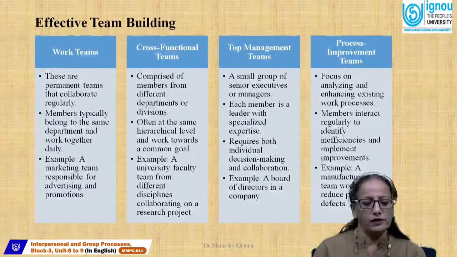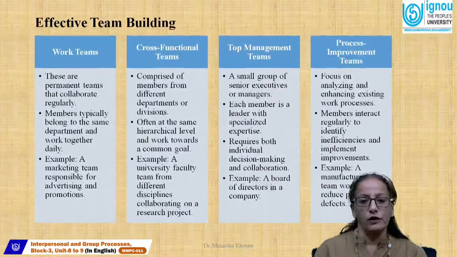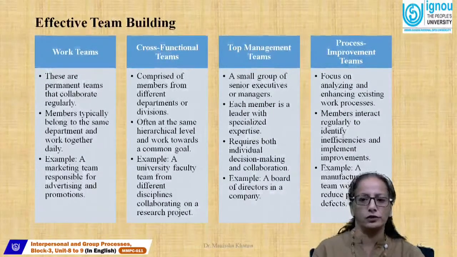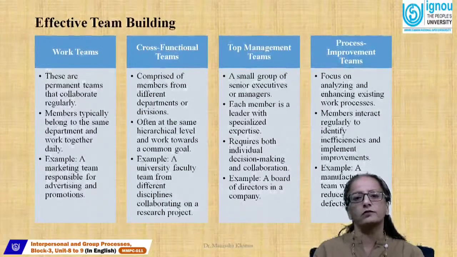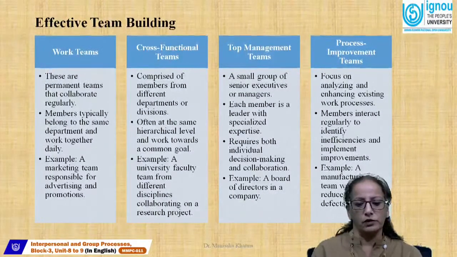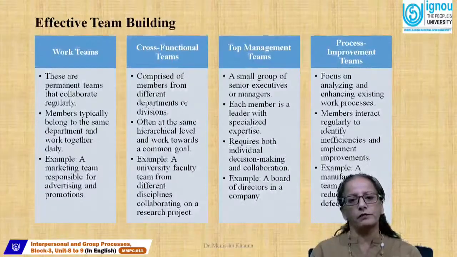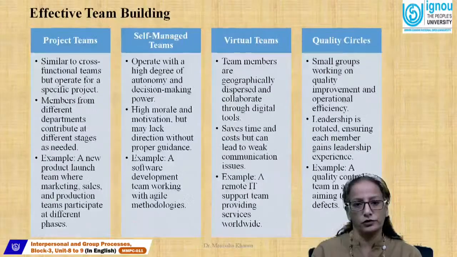So let's see the example of a work team, where a marketing team is responsible for advertising and promotions, whereas in a cross-functional team, a university faculty team with different disciplines collaborates on one particular research work. The top management team is a board of directors. As I said, it is more of a strategic and leadership team. Whereas a process improvement team is, for example, a manufacturing unit team working to reduce production defects.